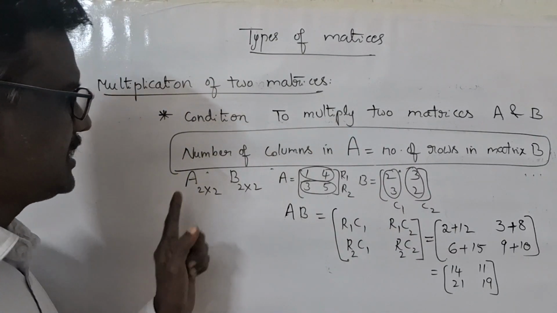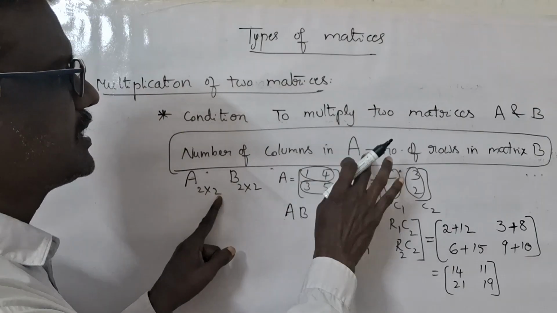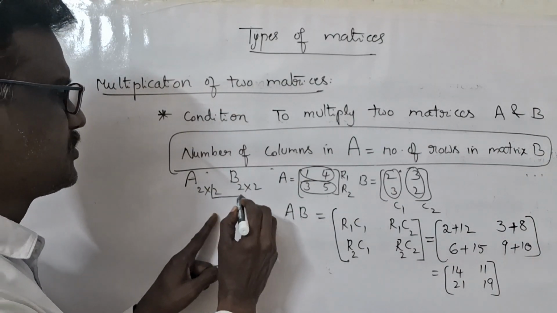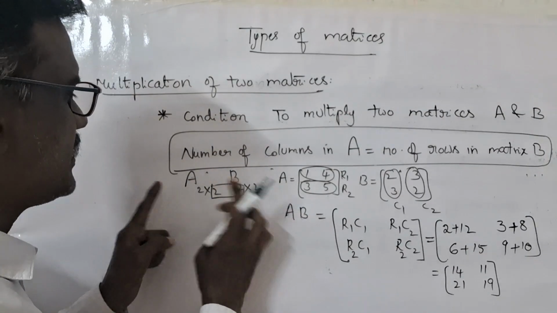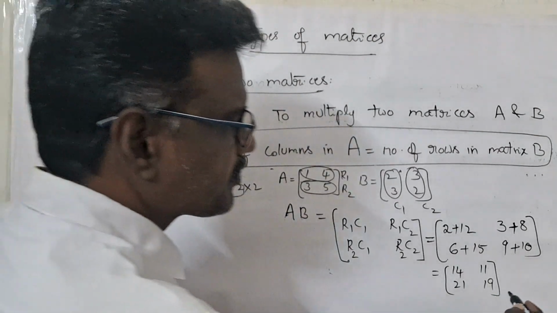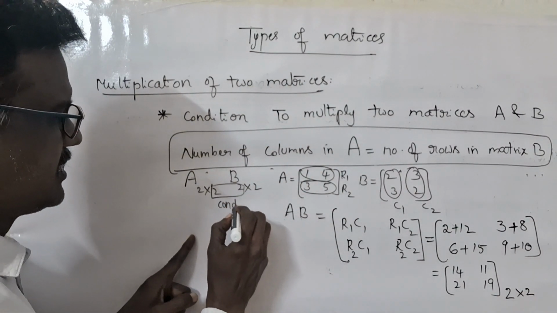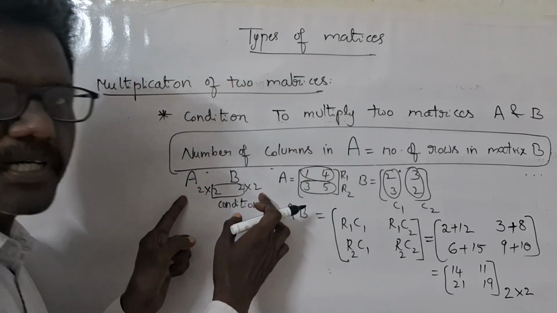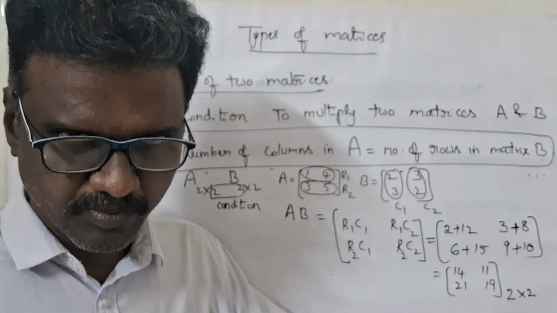When you multiply A and B, the condition is on the number of columns. Here the number of columns in A is 2 and the number of rows in matrix B is 2. These two must be equal. The resultant will be the remaining two orders, 2 and 2. So the product order will be the remaining order, with the condition in the middle. This is the condition that must be satisfied. The product order of AB will be the remaining rows and columns, that is a 2 by 2 matrix.